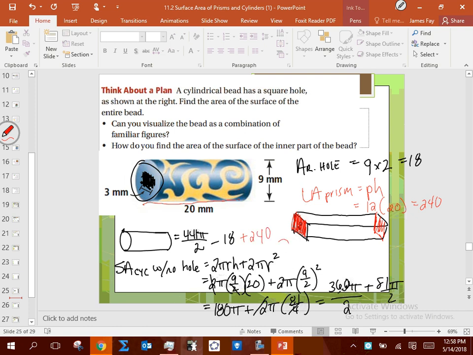So now, can I add a negative 18 and 240 together? 441 pi over 2 plus 222, huh? There is the exact surface area, millimeters squared, of that bead. Okay? Which a manufacturer for mass producing these things, they would want to know that kind of stuff. Okay? In order to maybe purchase materials to paint it, purchase materials to make it, that kind of stuff. Does that make sense?